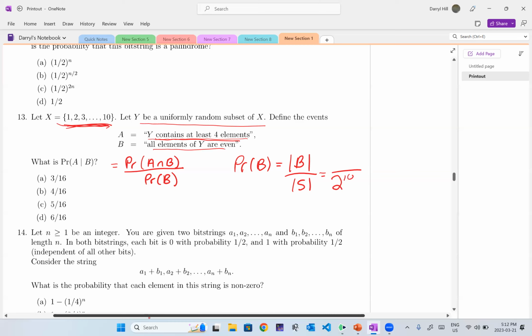Well, in some sense, instead of looking at X, let's look at X prime equal to 2, 4, 6, 8, and 10. So there's 5 elements in X prime that I can choose from. So now I want all of the subsets from X prime, which is 2 to the power 5. Okay, so we have probability of B, now probability of A and B. Now I want all of those that contain at least 4 elements, right?